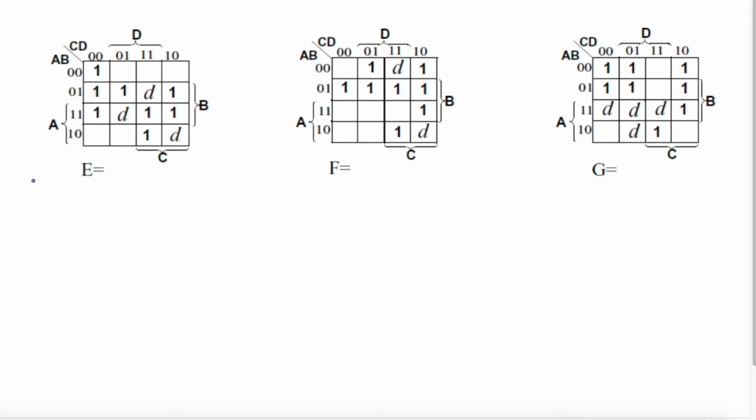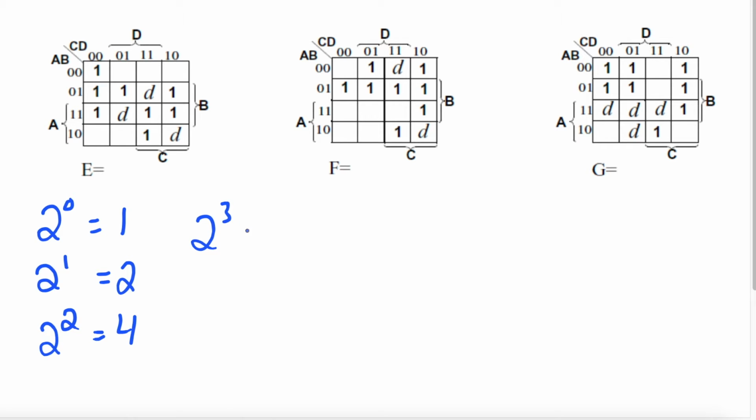So what are the rules of circling Karnaugh maps? If we go back to our basics, we know that 2 to the power of 0 is equal to 1, 2 to the power of 1 is equal to 2, 2 to the power of 2 is equal to 4, and 2 to the power of 3 is equal to 8. So we have 4 values here: 1, 2, 4, and 8. We can only circle ones if they fall into this category, such as 1, 2, 4, or 8.